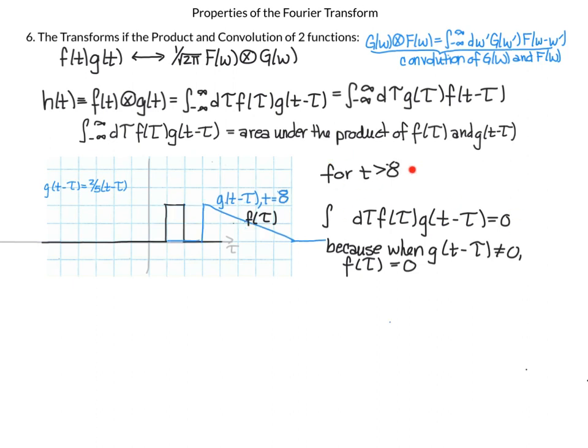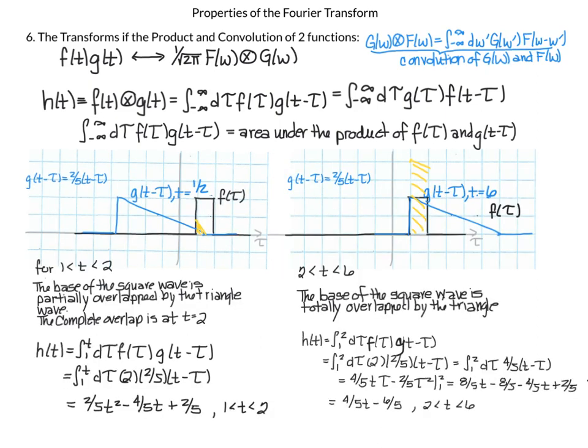And of course, this is true for anything t greater than 6, and I just showed you 8. To summarize, our convolution of f with g gives us a function h of t. For t between 1 and 2, h of t is equal to the integral from 1 to t. And we only go from 1 to t because beyond t, g of t minus tau is equal to 0, so it does not contribute. So we only integrate from 1 to t, f of tau g of t minus tau.